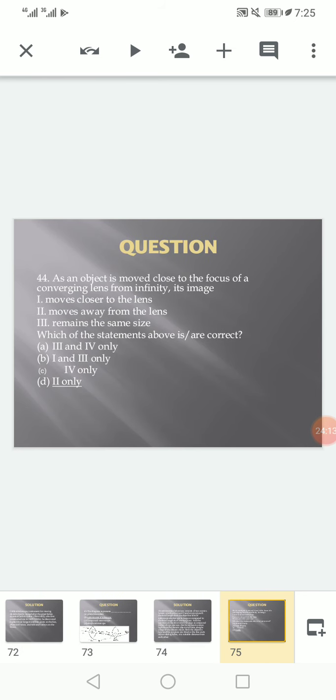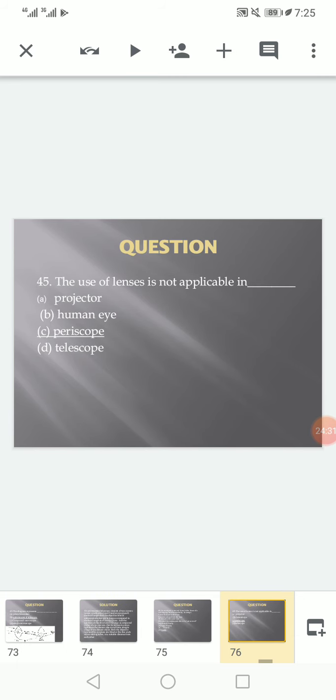An object is moved close to the focus of a converging lens from infinity. Its image is moved away from the lens. So D is the correct answer. Please study this question properly. I think I will need to explain this better in the Zoom class.